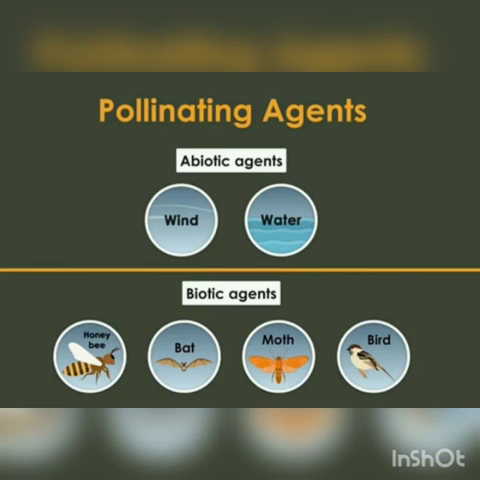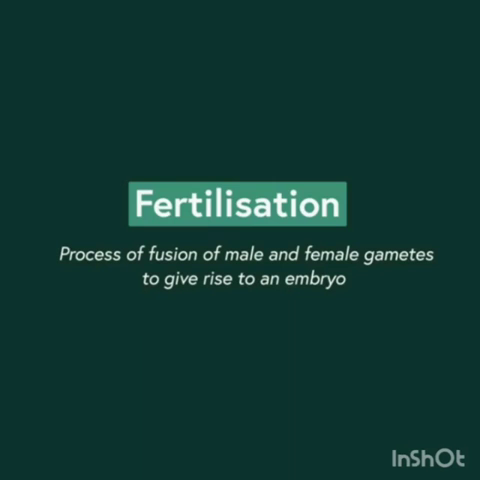But what happens next? Does this lead to fertilization directly or are there any other intermediate steps? Now we'll see exactly what happens after pollination. The next and the most important step is that of fertilization. Fertilization is simply the process of fusion of male and female gametes to give rise to a new embryo.